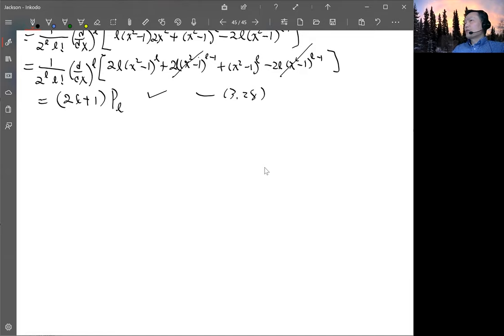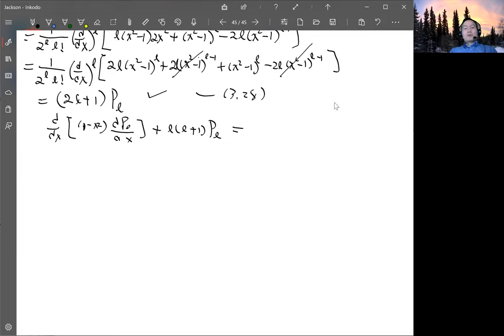Okay, so to see how you get those, let's look at the first of 3.29. To get that, you use this 3.28 that we just derived, and also use the Legendre equation. Remember the Legendre equation is d/dx of (1 minus x squared) dP_L/dx, plus L times (L plus 1) P_L equals 0. So that's just the Legendre equation.